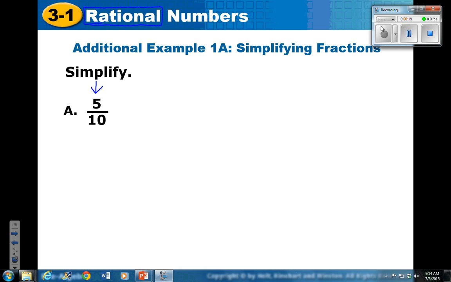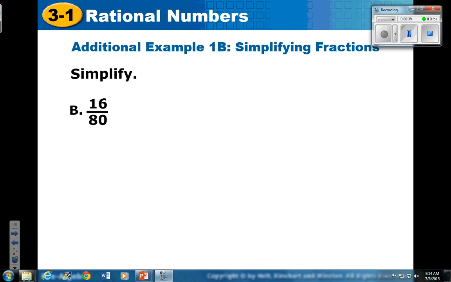Here's the process, though. Think of all the factors of 5 and all the factors of 10, and find the largest common factor. So you divide by 5 over 5, which equals 1/2. Again, I would expect most of you knew that one right off the top of your head.